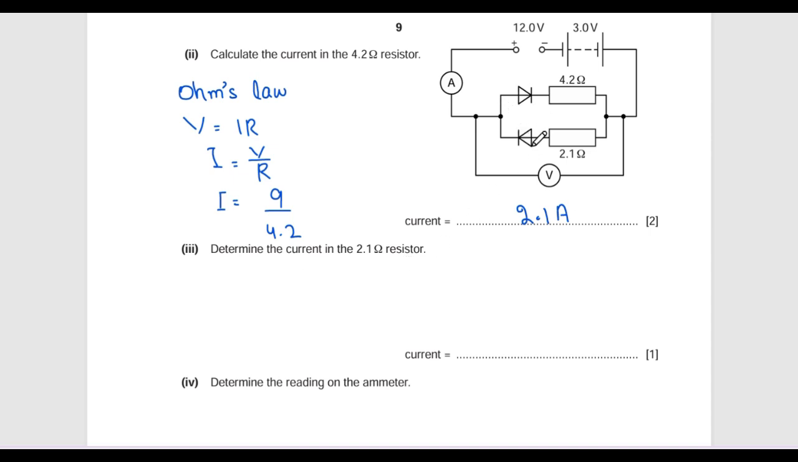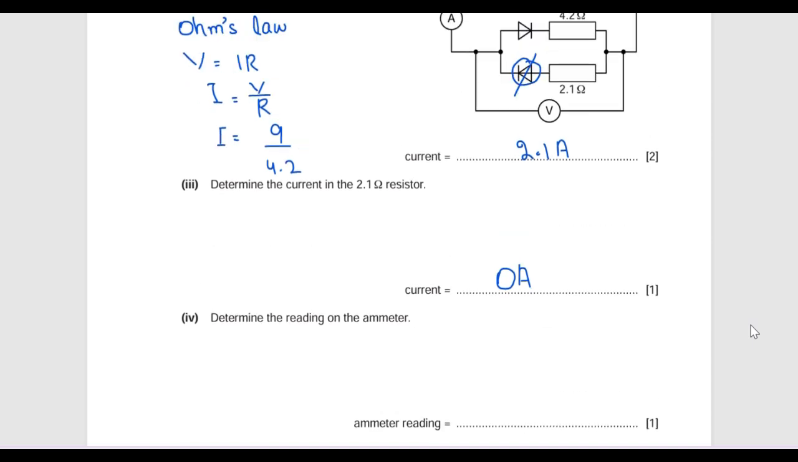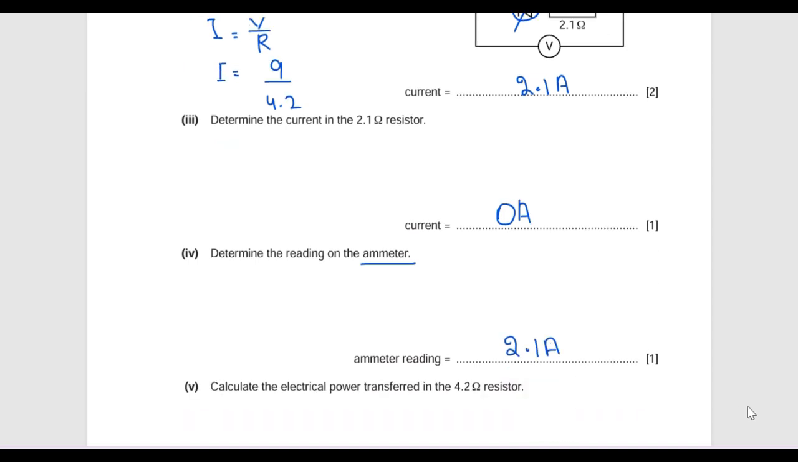Now the current that the other resistor receives is 0. Why? Because I have already told you that the diode will block all the current and the current there would be 0. Determine the reading in the ammeter. We know that the ammeter will read the total current. So total current is 2.1 ampere because the other resistor is not getting any current. So the ammeter will read 2.1 amperes of the current.